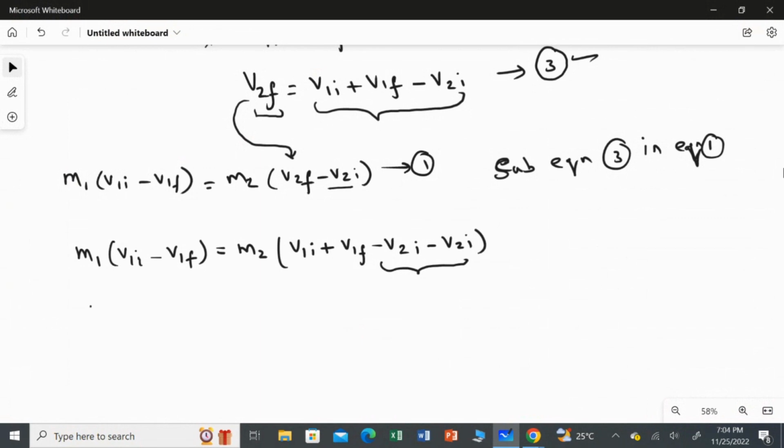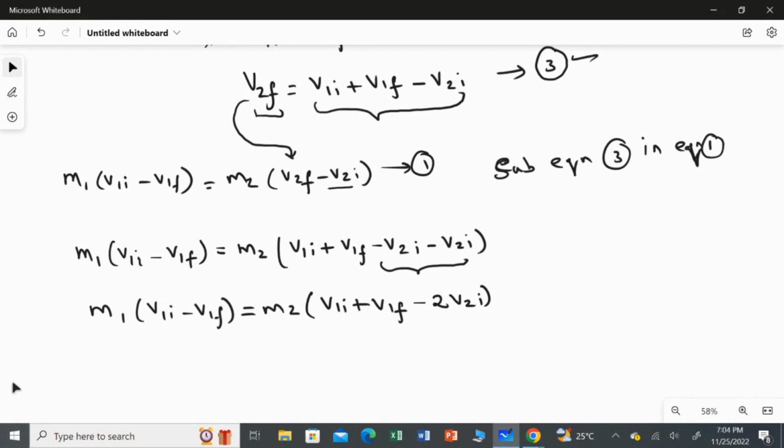So by that, the above equation becomes M1 (V1 initial minus V1 final), which is equal to M2 (V1 initial plus V1 final minus 2 times V2 initial). Clear?